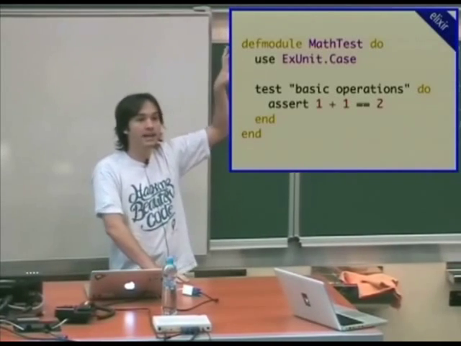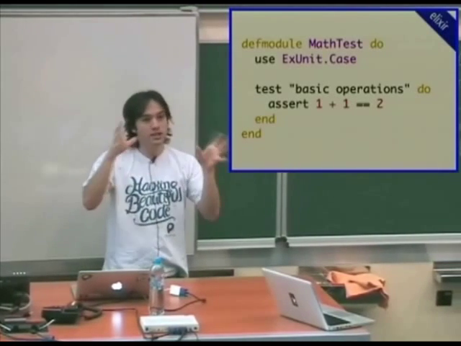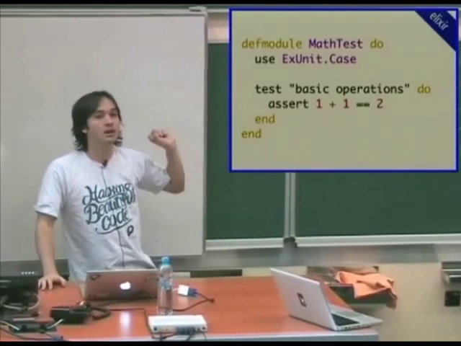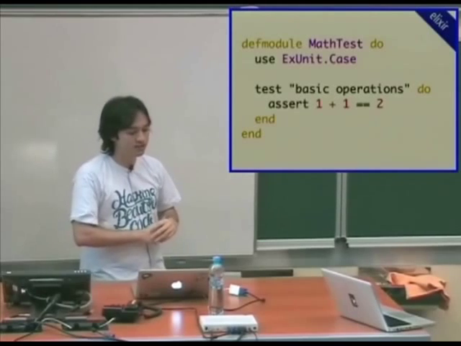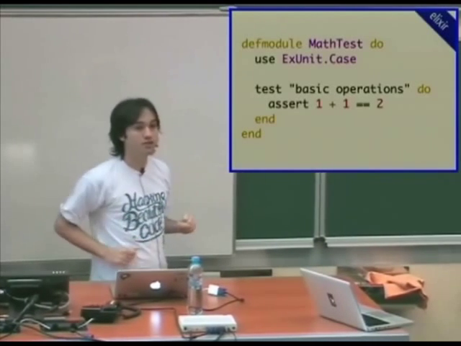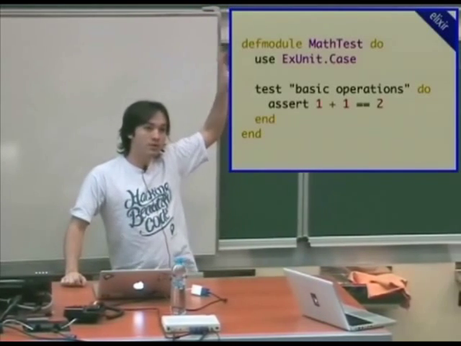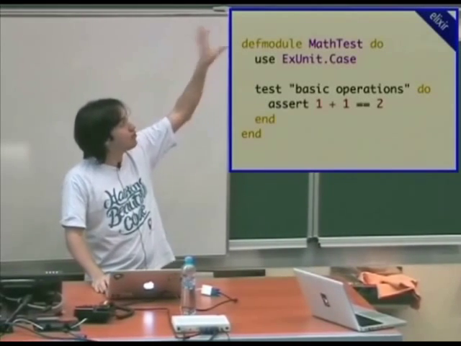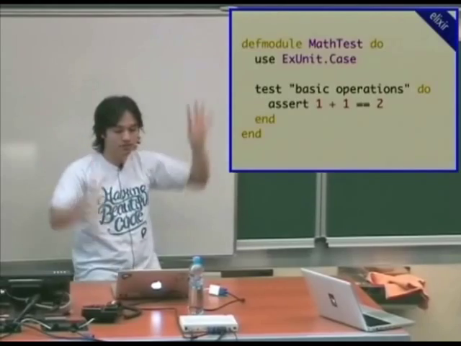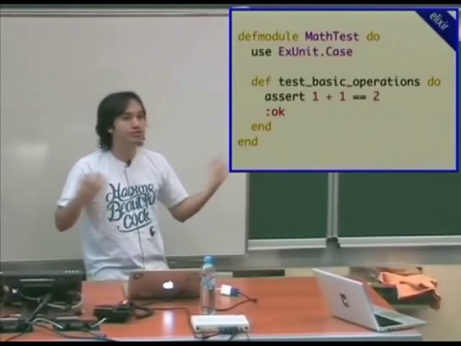Because if we were in Erlang, where the module is a special place, we wouldn't be able to put a macro in there. But here we can. So we have this test that's defining basic operations, and then we have the insertion. And what the test macro does is actually really simple: it converts this, the test with the string, into an actual function, so we can test it.